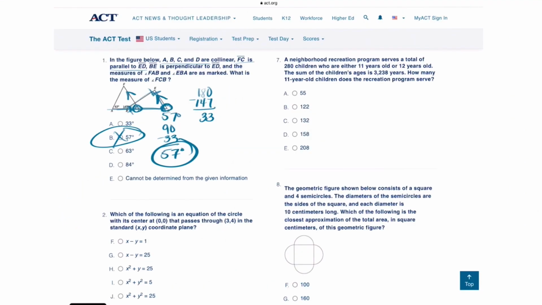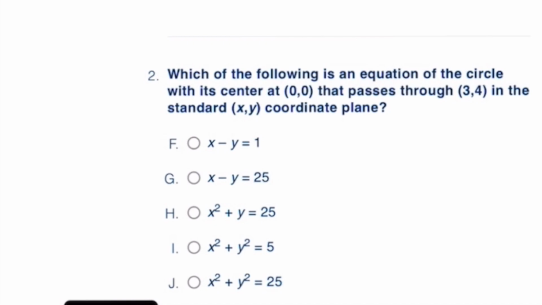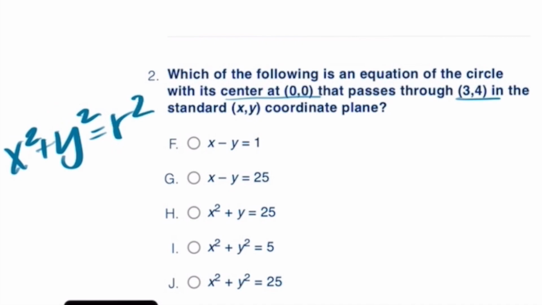Now on to number 2, I noticed there was a lot of geometry in this section compared to the other ones, which were more algebra focused. So here we're trying to find the equation for a circle where the center's at 0, 0, and it passes through 3, 4. So whenever the center of your circle is the origin, 0, 0, it's just going to be x squared plus y squared equals whatever your radius is squared.